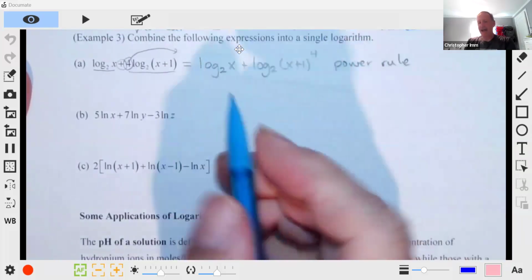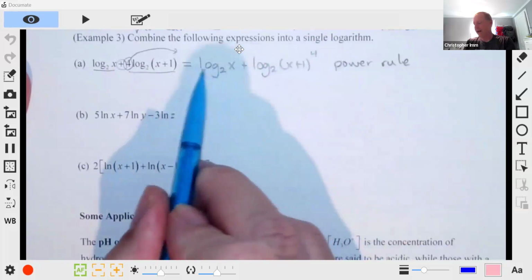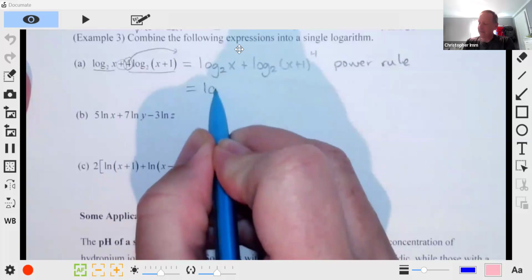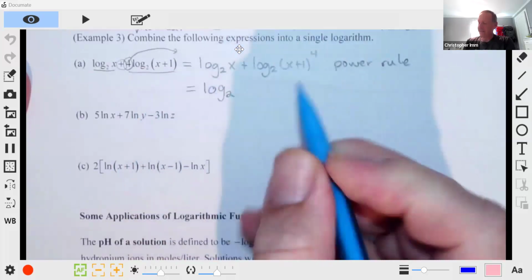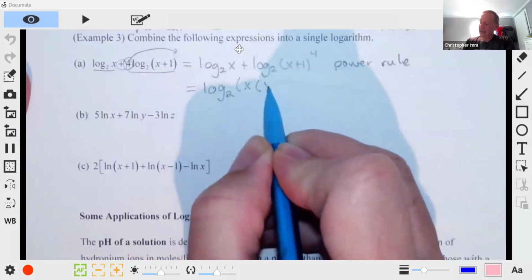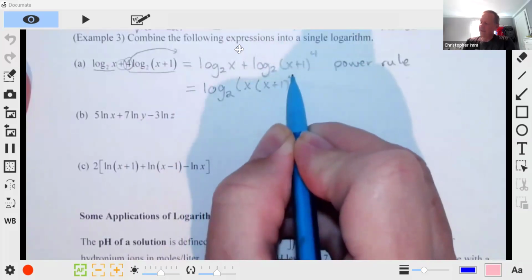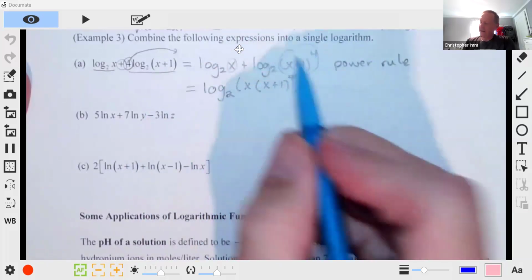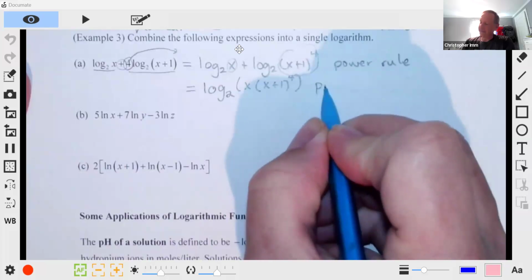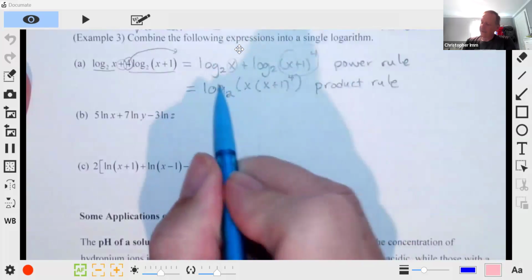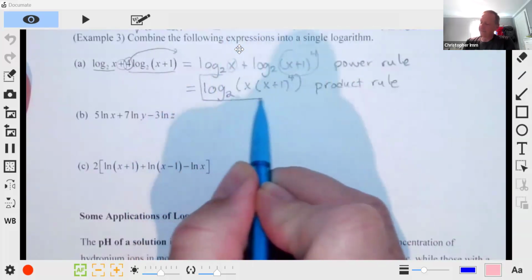And now that gives me access that I'm adding these together. I have ones out in front. I can put these together with one log by using that product rule. So this will become log base 2 of x times (x plus 1) to the fourth. I multiply these two arguments together, and this is by the product rule. And that's really as far as I can go with this one.